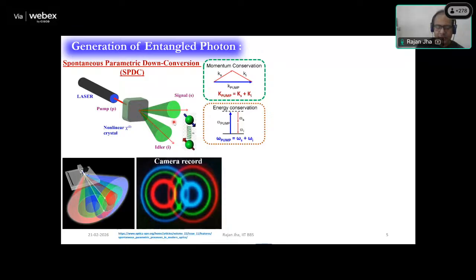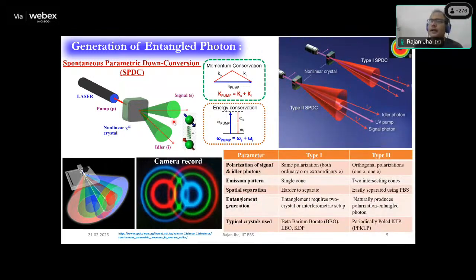So here the entanglement can be in terms of polarization, or it can also be in terms of intensity. So these SPDC processes are basically of two types. Now, what are the two types of SPDC process? You see, the polarization of the signal and idler photon, the two photons that come out, the polarization of these two. There are type 1 and type 2 SPDC processes.